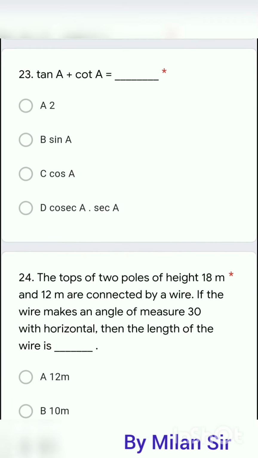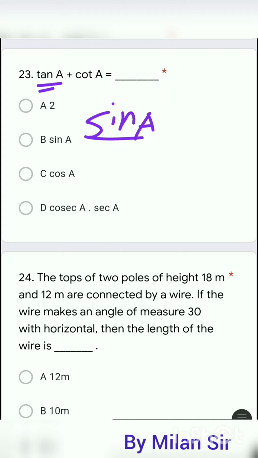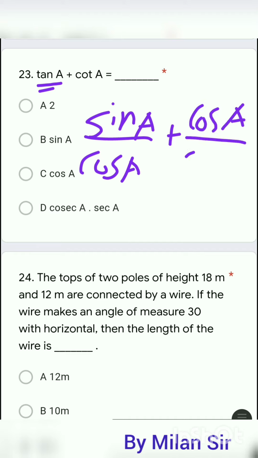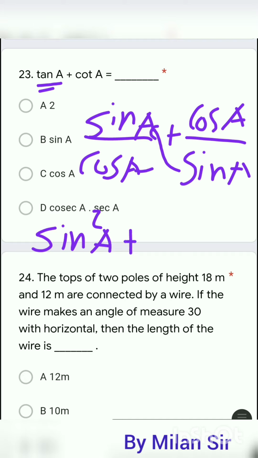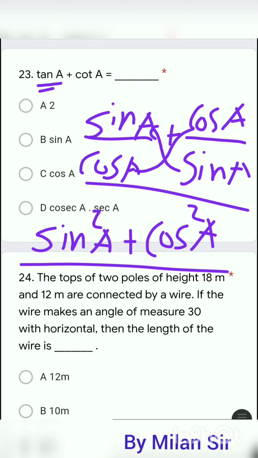Tan A plus cot A. So convert tan A into sin and cos. In place of tan A we can write sin A upon cos A, plus cot A. Cot A means cos A upon sin A. Now take the LCM here. Sin A multiplied with sin A is sin square A, plus cos A multiplied with cos A is cos square A, and in the denominator, the multiplication of these two is sin A into cos A, right?